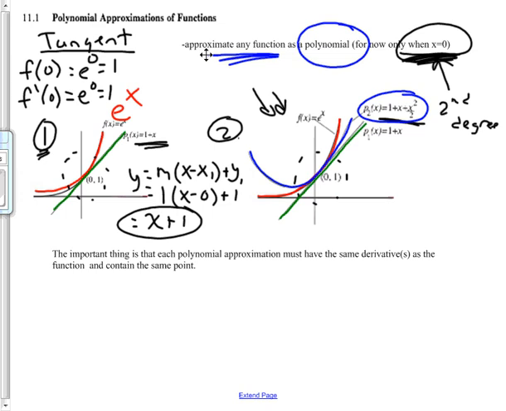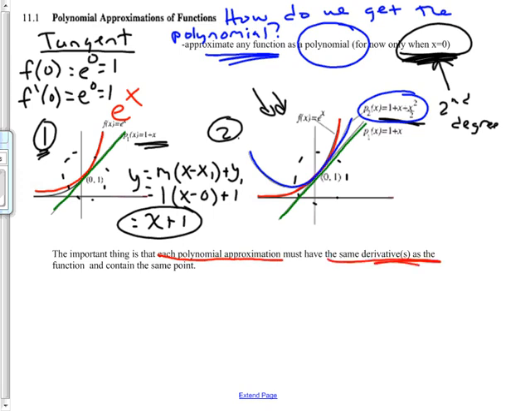So we want to know, how do we get the polynomial? How do we actually get the coefficients that will approximate the function? Well, the important idea is that each polynomial approximation must have the same derivatives as the original function and contain the same point. In other words, around x equals 0, our polynomial function must behave the same way that our function does.